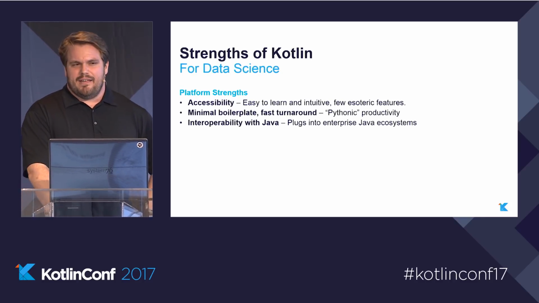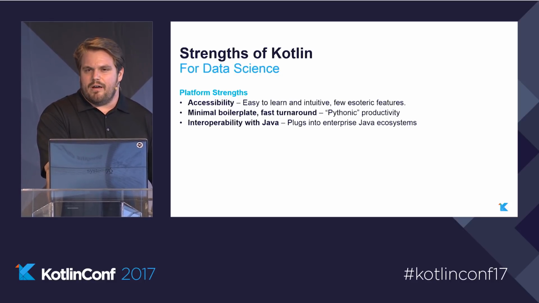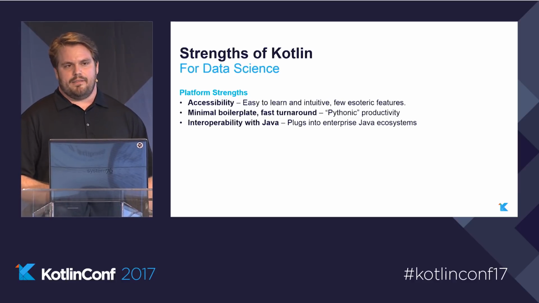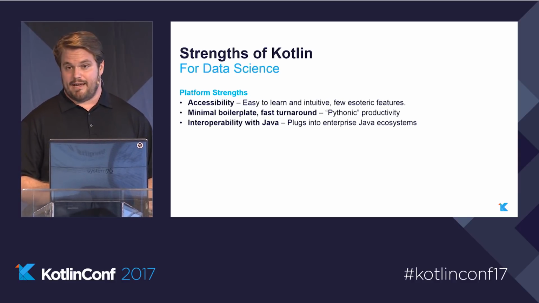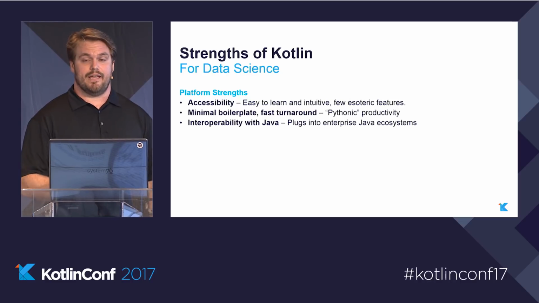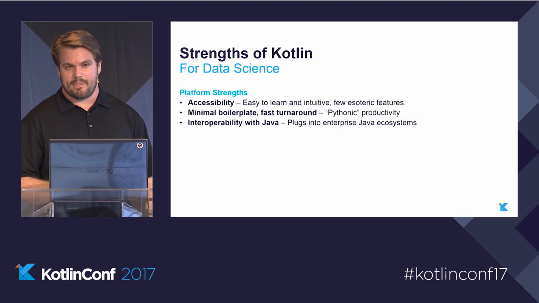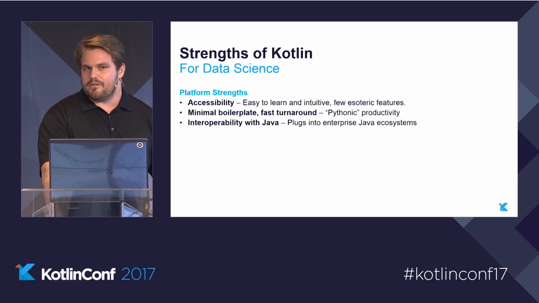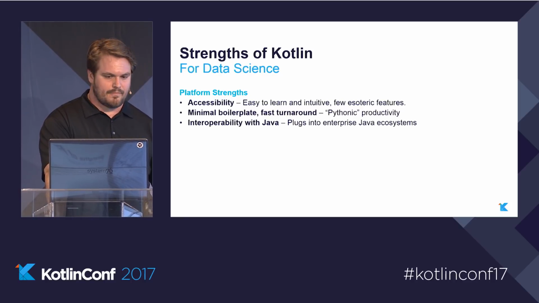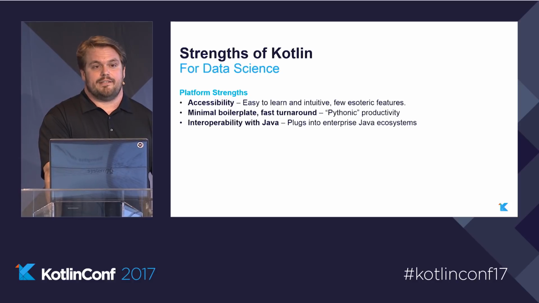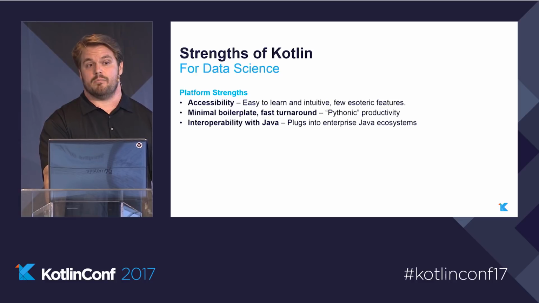And I think the Pythonic thing is really a big reason why Python has gotten so much traction in data science, because a lot of data science professionals come from very diverse backgrounds, many of them not technical at all, so Python was a very easy language to pick up, the easiest language to pick up. And I think the Pythonic qualities are one of the reasons it got so much traction. And I think Kotlin has a lot of those Pythonic qualities as well. And of course, interoperability with Java: it plugs into enterprise Java ecosystems, therefore helping make models much more easily transitioned into a product.